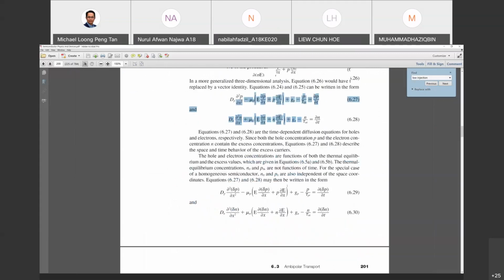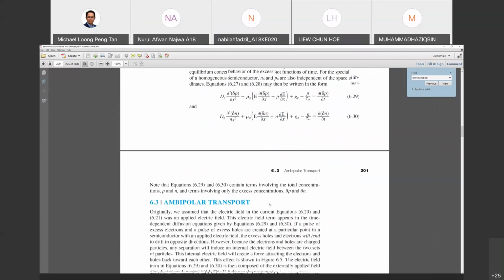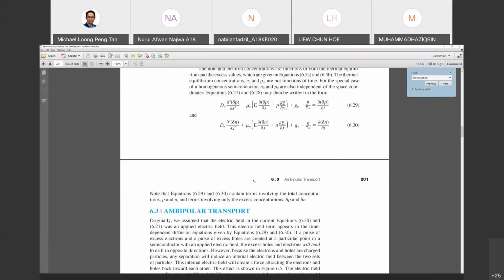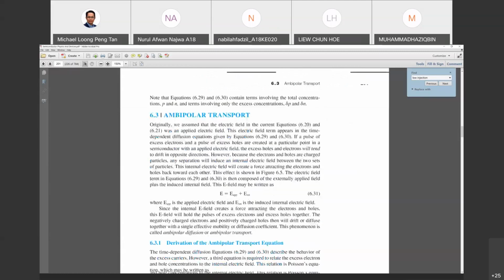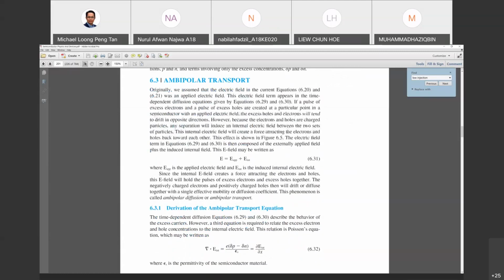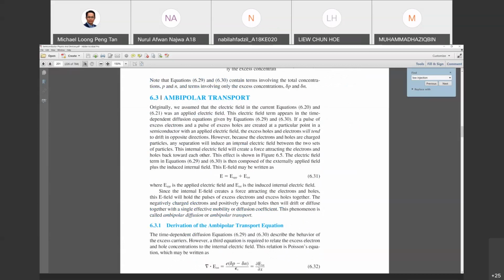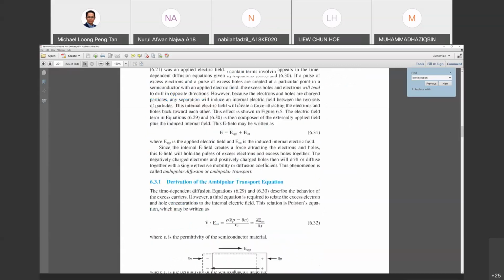Then they sort each other out. They want to simplify further. Note that equations 6.29 and 6.30 contain terms involving the total concentrations p and n, and terms involving only the excess carriers delta p and delta n. So this equation is somewhat similar to ambipolar already. And they say that for the ambipolar equation, for the electric field, we got E applied and E internal, which is what it means here.